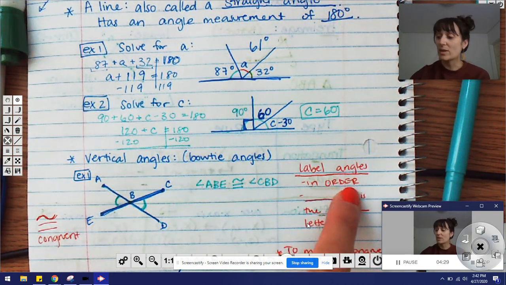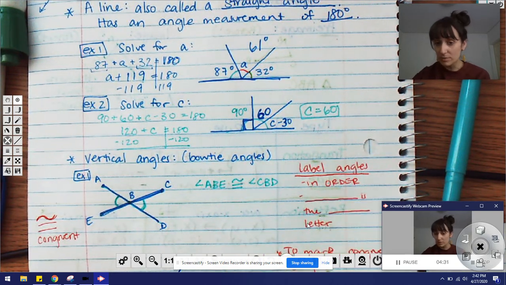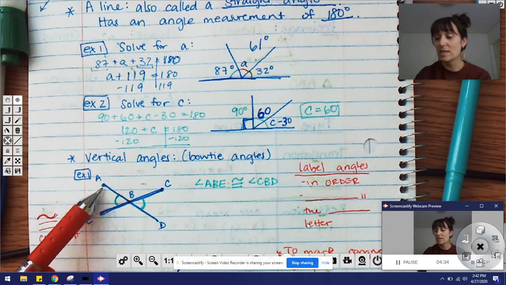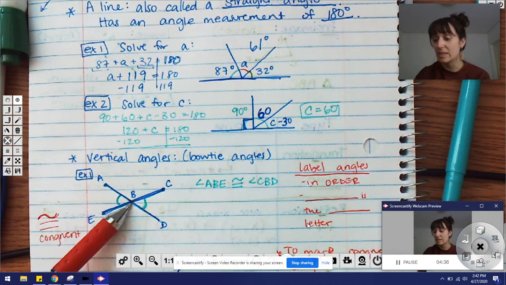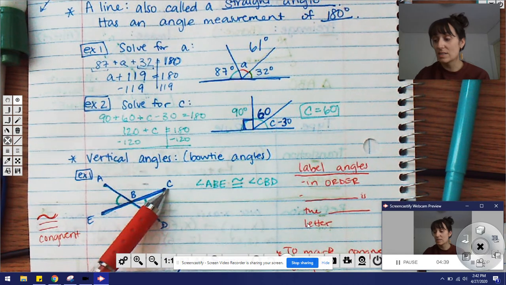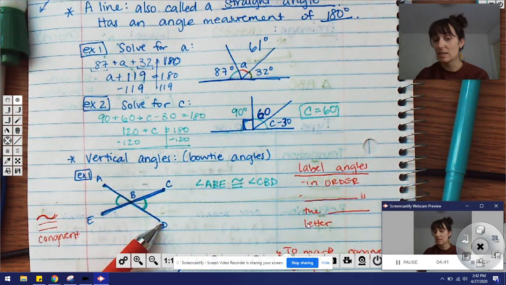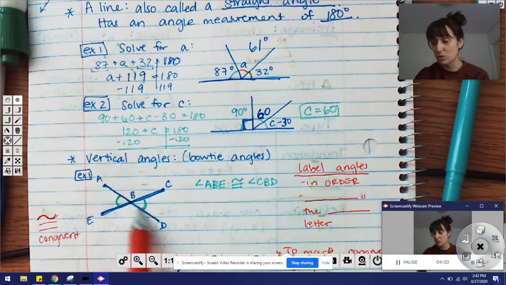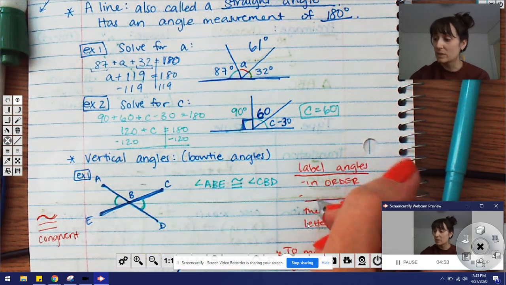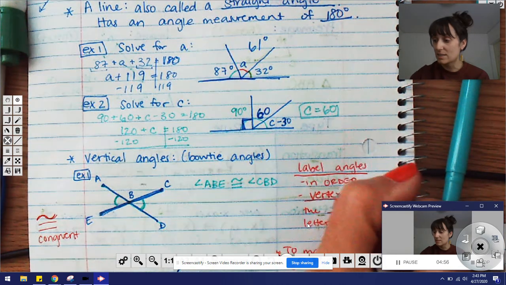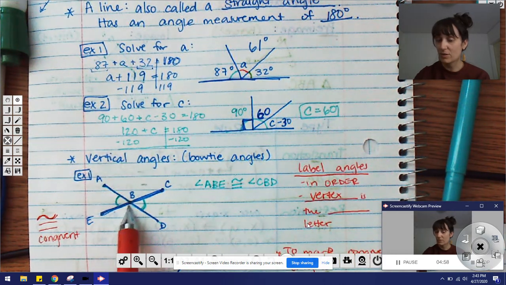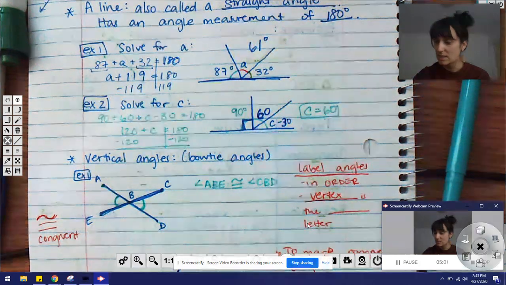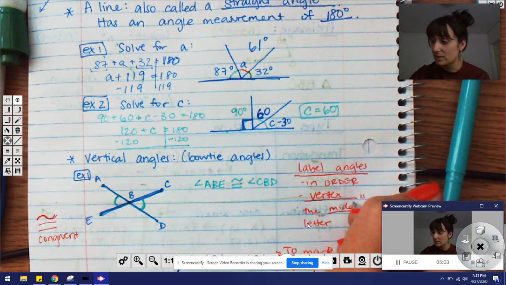We always label angles in order. So notice how when I traced this angle ABE and angle CBD, I never had to take my pen off of the page. I didn't do CDB. That doesn't make any sense, right? They have to be able to trace in order. And what that means is that the vertex, like the point, the bend, is always the middle letter.